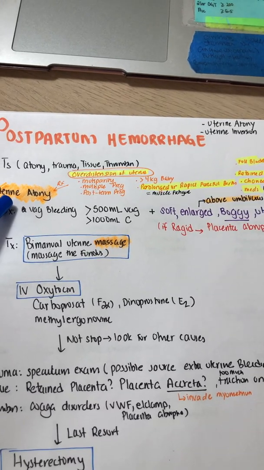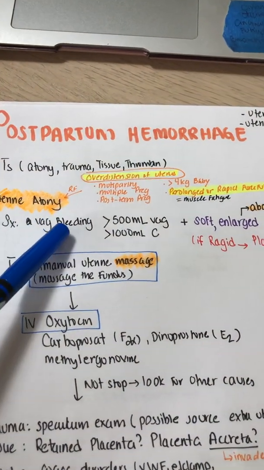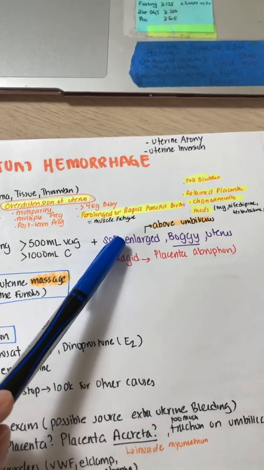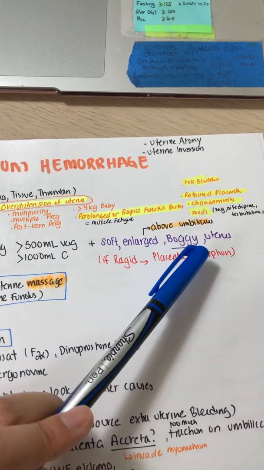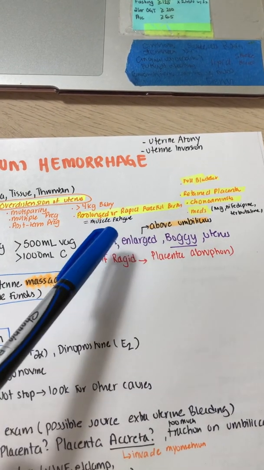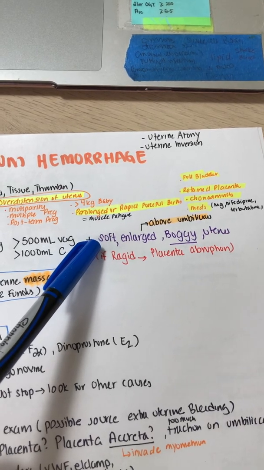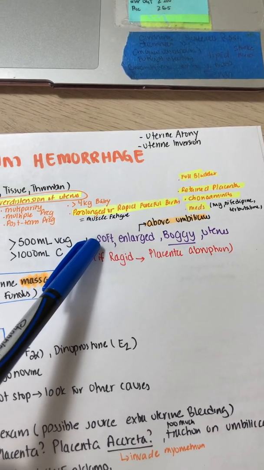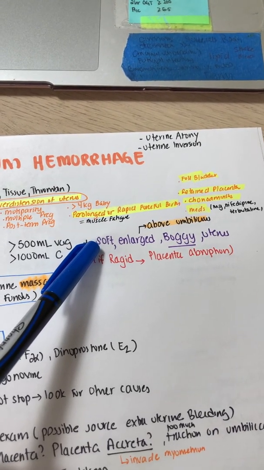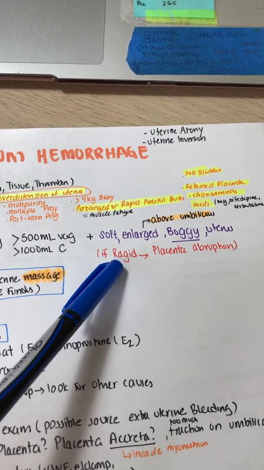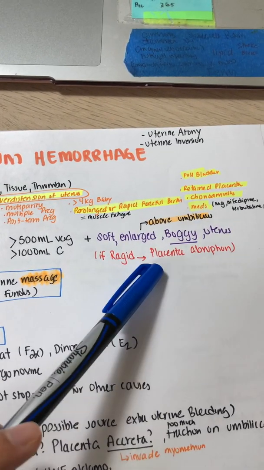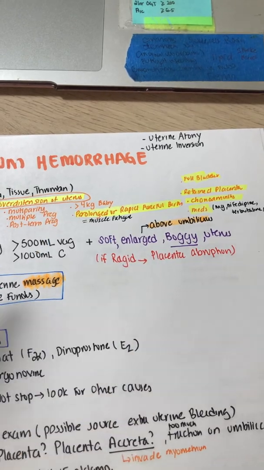But let's look at the symptoms. So vaginal bleeding, and a soft, enlarged, bulgy uterus above the umbilicus. Anytime you have a non-contracting uterus, it has to be soft, enlarged, and above the umbilicus. If it's rigid, think placental abruption or placenta previa, right?